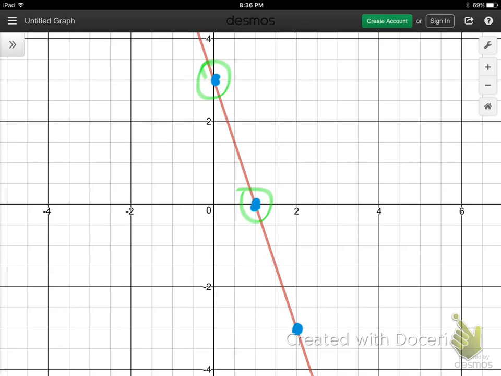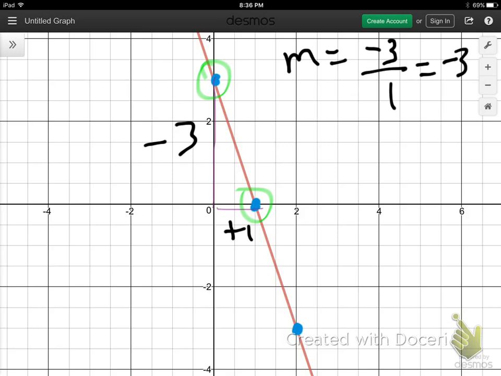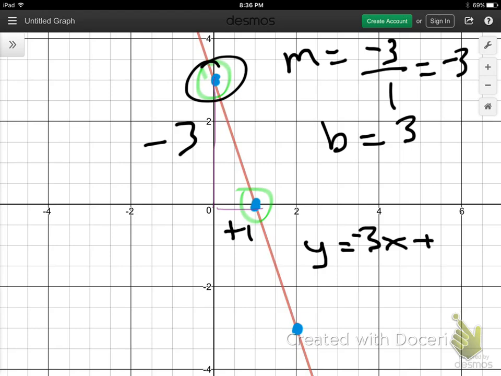I go down first, so my rise will be negative, and it's going to be 1, 2, and 3. So -3 for my rise, and over just 1 for my run, so +1. So if I'm writing slope, it's m equals rise over run. It'd be -3 divided by 1, or just -3. To write the equation, I'll find the y-intercept. It's right there. It crosses at 3, intersects at 3, so the y-intercept is 3. So my equation would be y equals -3x plus 3.